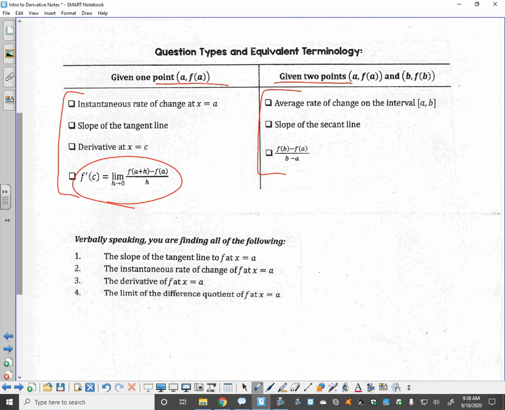Verbally speaking, you are finding all of the following: the slope of the tangent line to f at x equals a, the instantaneous rate of change of f at x equals a, the derivative of f at x equals a, and the limit of the difference quotient of f at x equals a. And again, the difference quotient is just this thing. Remember, quotient means divide. So this is the difference quotient.